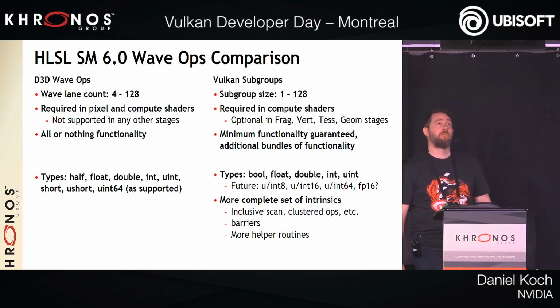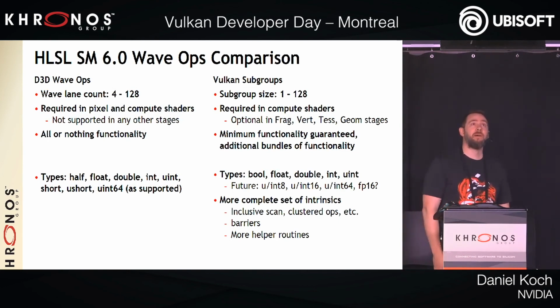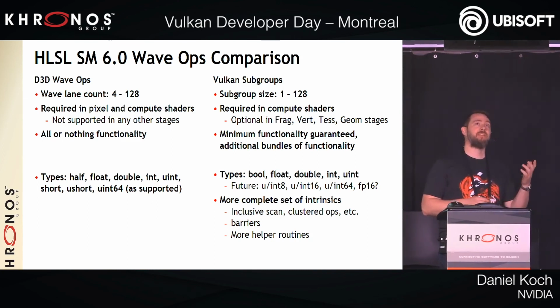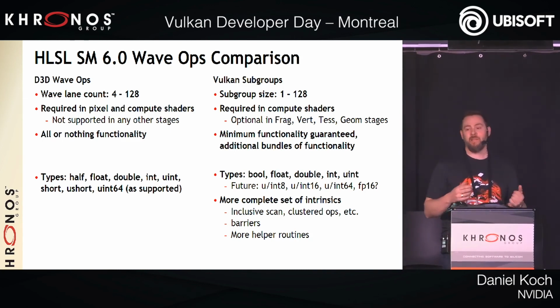How does this compare to the shader model 6 operations? In D3D, they're called wave ops. We call them subgroups. In D3D, they range between 4 and 128. In Vulkan, we have between 1 and 128.